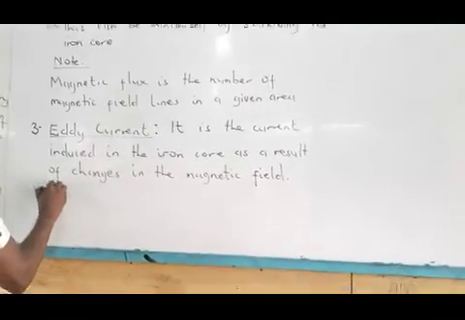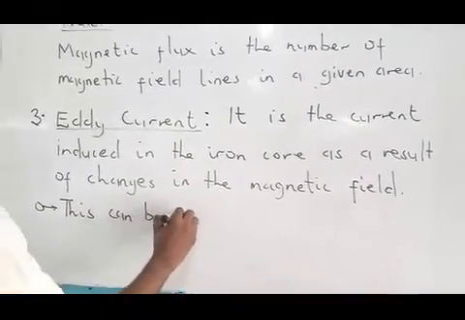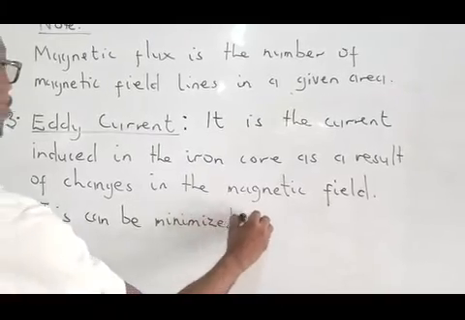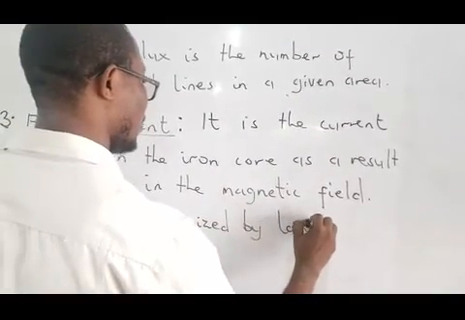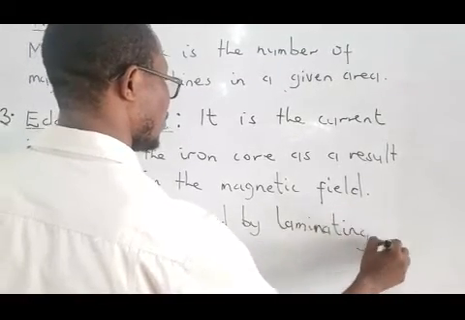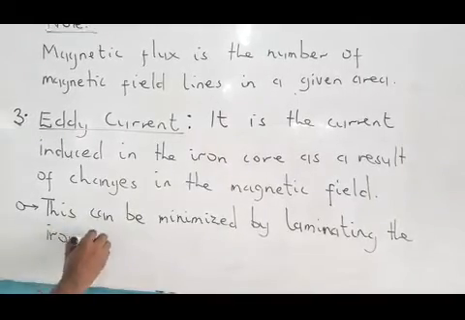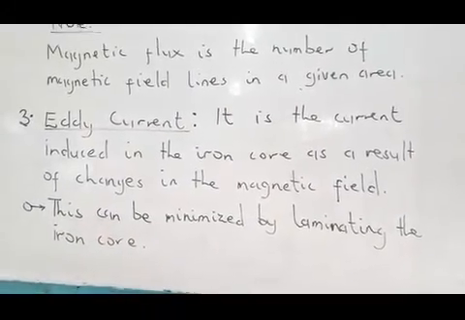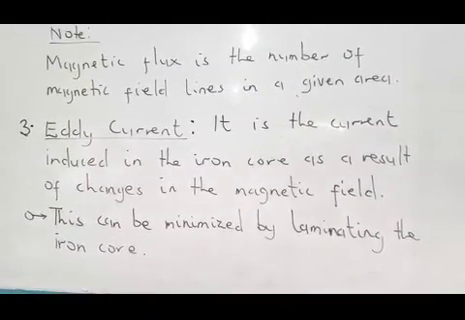So this can be minimized by laminating the iron core. You can also say by shielding the iron core. Okay, so that is the third one, eddy current.